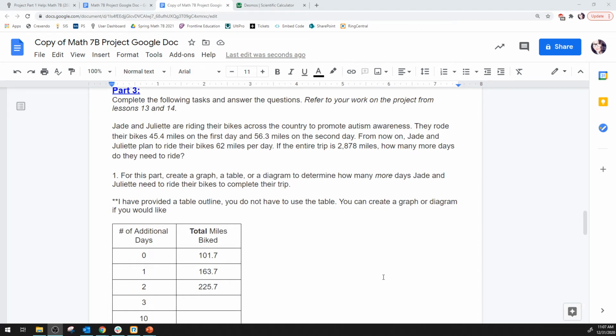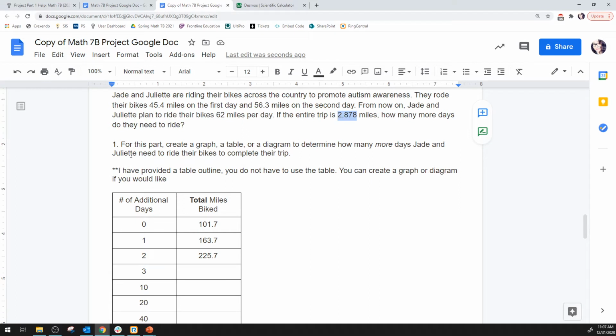So on part 3, we have the same scenario. Okay, so Jade and Juliet, they're still riding their bikes. They're still going 62 miles per day, and their whole trip is still going to be 2,878 miles. We want to know how many more days do they need to ride. And we should have solved for that in part 2. For part 3, we want to solve this problem using a few different ways.